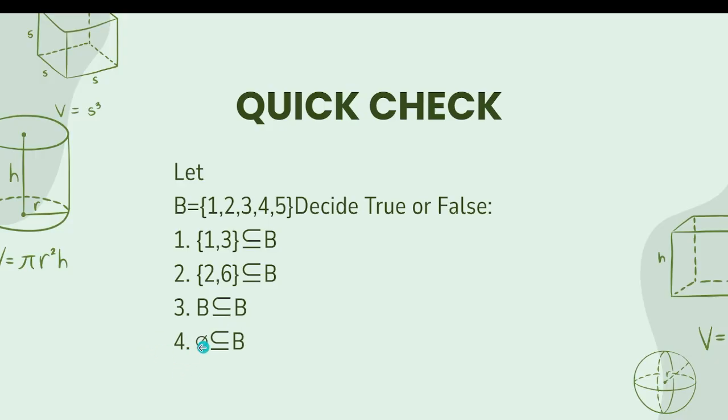Next, the fourth question is that the null set, or empty set, is a subset of B. That is also true. I already told you before: you don't need any particular element for it to be a subset of B, because the empty or null set is like a set without any elements.